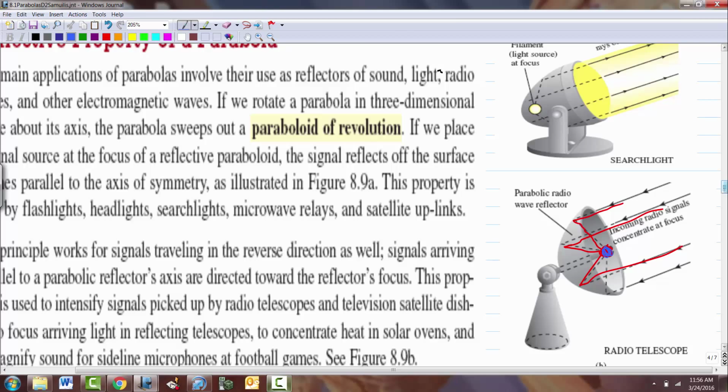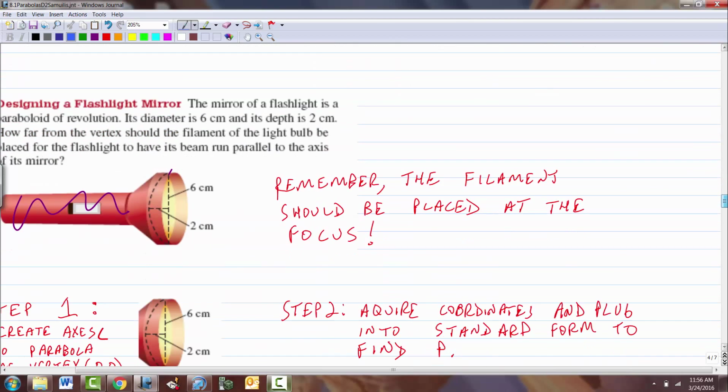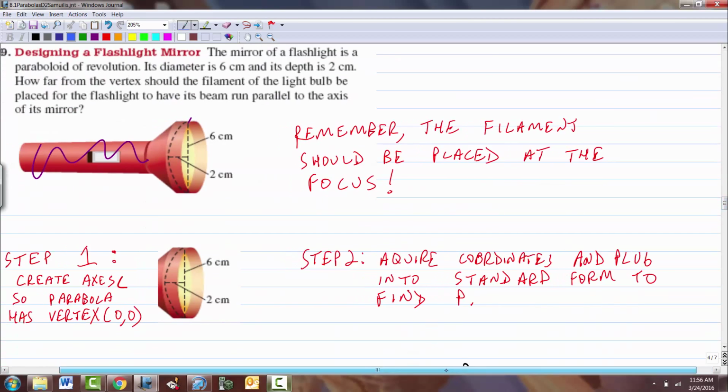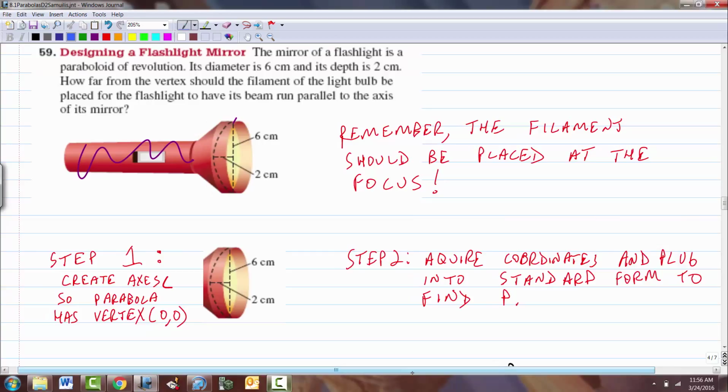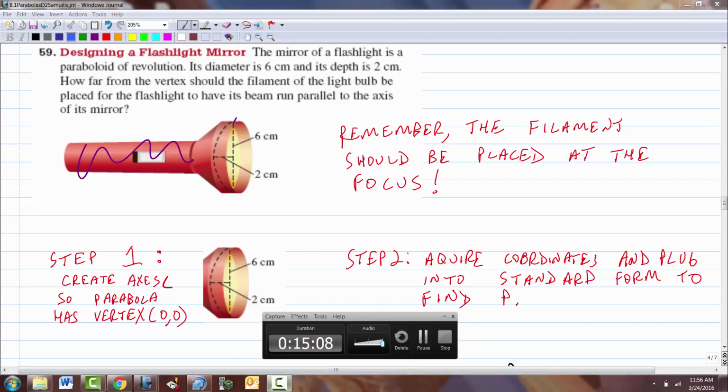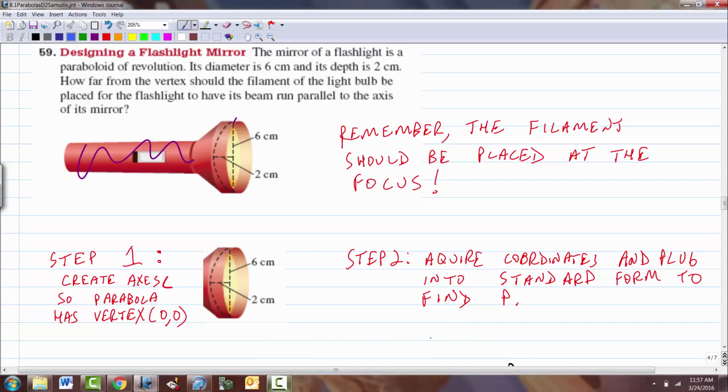All right, so if you're going to become an engineer, I'm not going to do that. Why do I have to learn this? And you make this flashlight that looks like it's from 1970. And you're the engineer, you've got to put the light filament in the correct spot, and you know the dimensions of the paraboloid, then you've got to know where that filament belongs. Well, that's interesting.